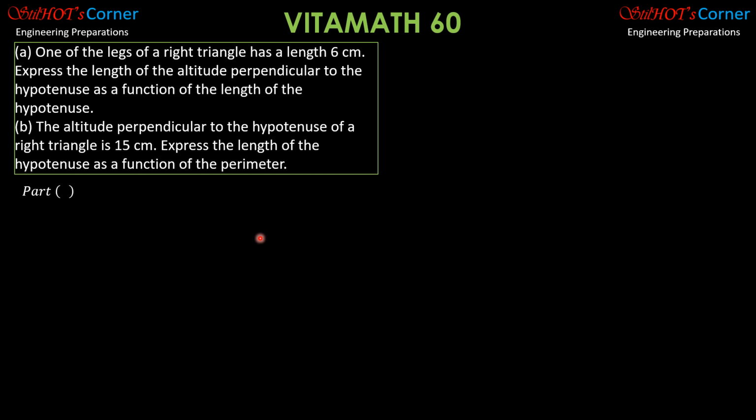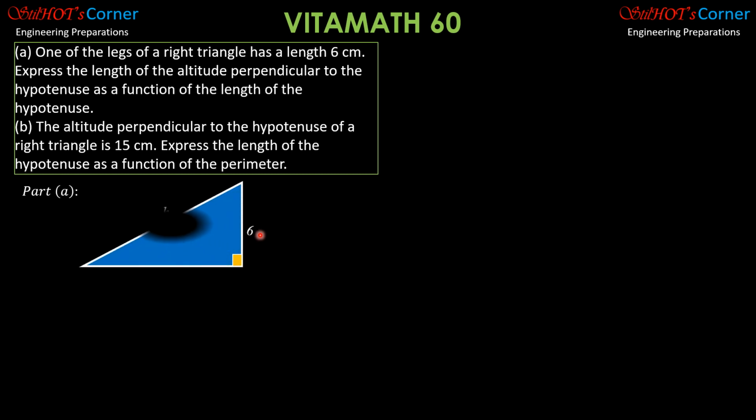So for part A, let's have the figure. So this is one leg which is 6 cm length. The hypotenuse is denoted by h, and the altitude to the hypotenuse is the one that is perpendicular to that through the perpendicular corner, through the points of intersection of these legs. And we'll denote that as A, and A is just A.